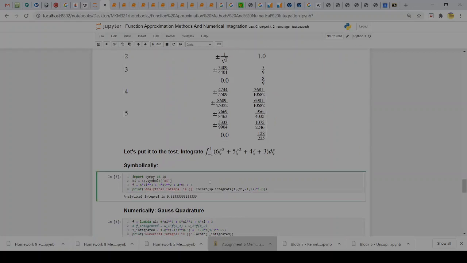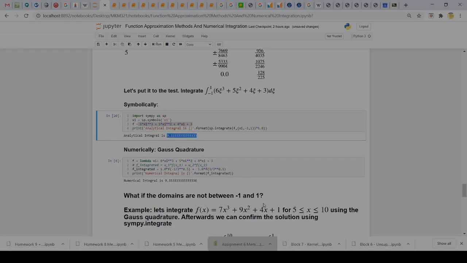So the first thing is I'm going to say, let's integrate this polynomial here, 6 psi to the power 3 plus 5 psi squared plus 4 psi plus 3 between -1 and 1. We can start off by integrating this thing analytically. So I'm just feeding in this polynomial, and I'm integrating it from -1 to 1. And there's the answer. Now we're going to try this with Gauss quadrature.